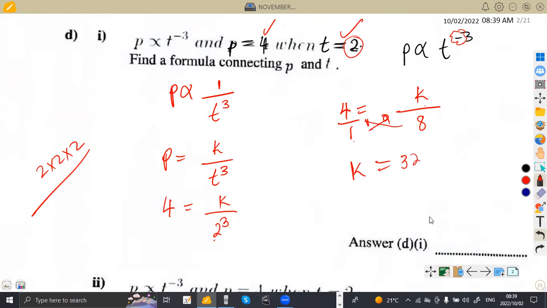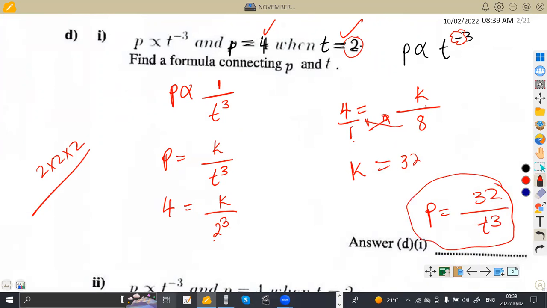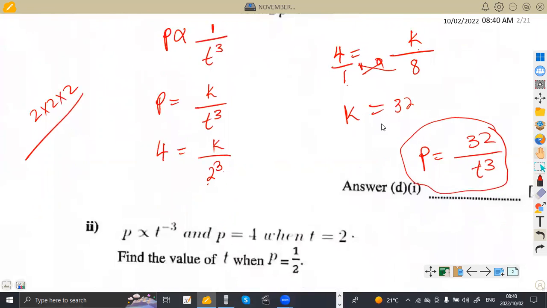So it follows that p is equal to 32 over t to the power of 3. So this is the equation which connects p and t. The p is equivalent to 32 over t to the power of 3, or you can actually write it like that. It's fine actually that way. All right, anyways, you can write it as a negative exponent, that is fine, because it's up to you, the way that you understand much better.